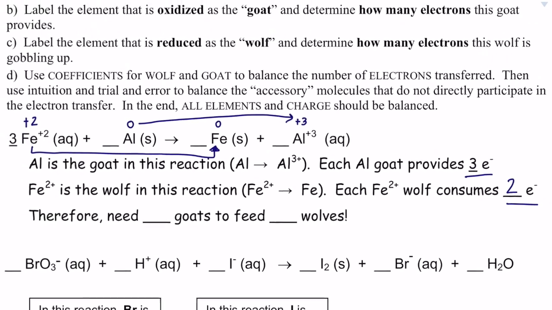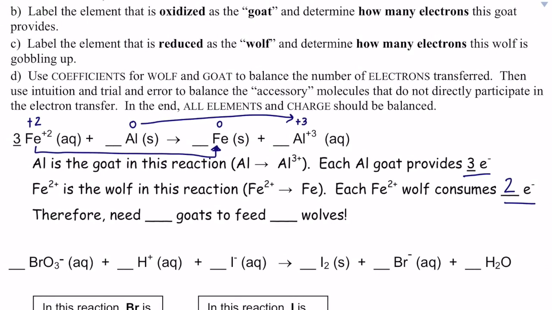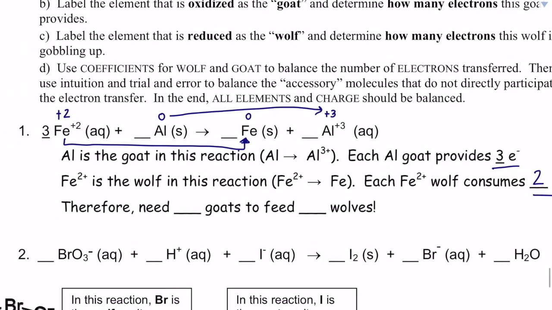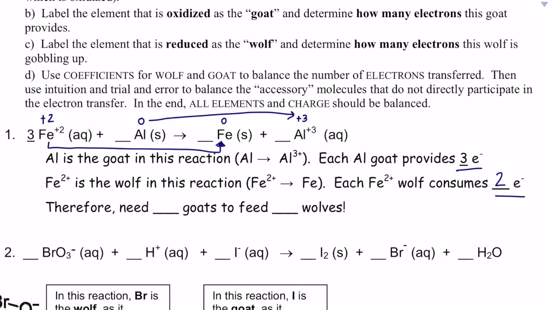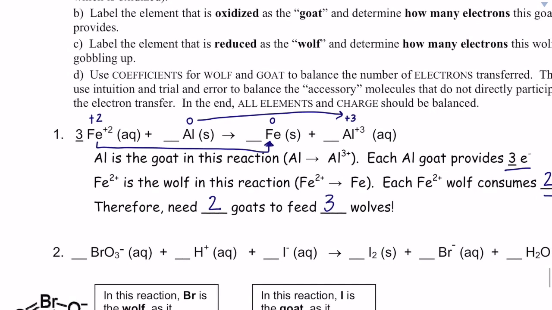So if we look at common factors, the common factor of this would be for aluminum to provide 6 and for iron to need 6. So therefore, if we need 6 electrons from aluminum, we would need 2 goats. And if we need our iron to consume 6 electrons, we would need 3 wolves. So this is how we get the balancing. So 3 irons, and we would need 2 goats.